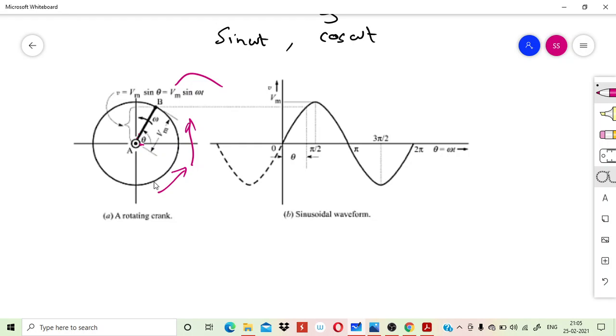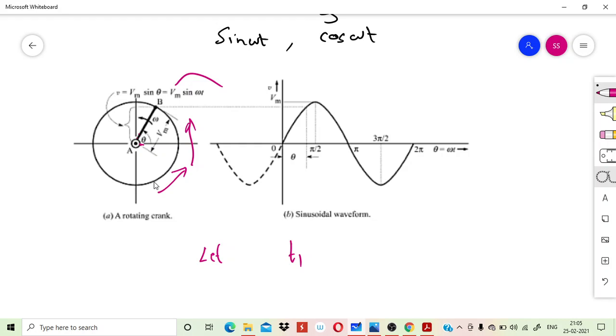That means let us consider a time instant t1. At t1, the position of this crank or rod is like this.